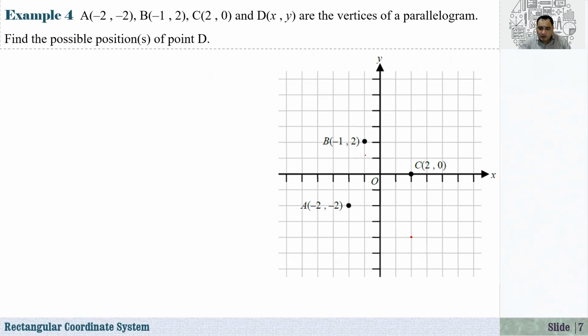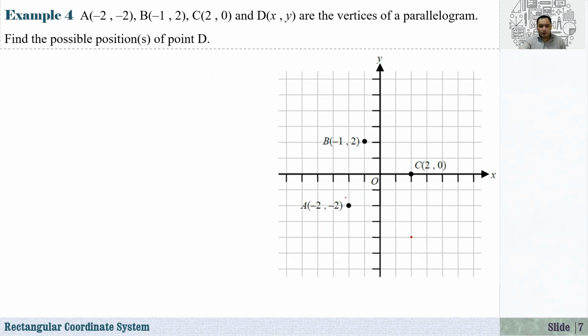Or D can be opposite the angle B, and D can be opposite the angle C. So we have three different possible points. And if you just join all of these points, actually we will have three different parallelograms. Okay, if we just ignore these labels.